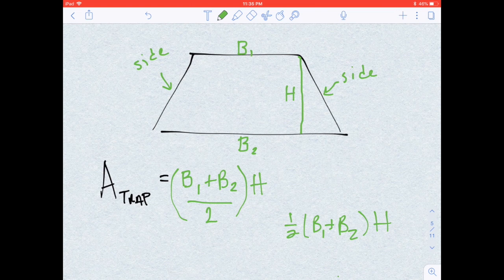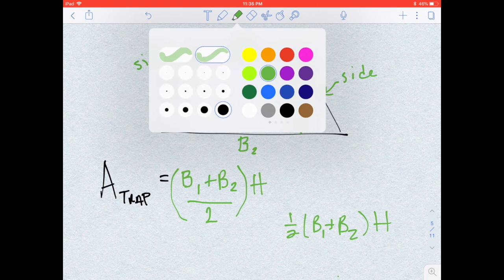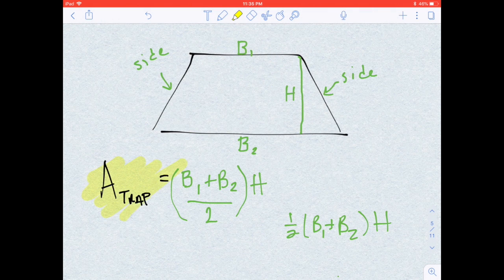I would pause right here and I would write down this wonderful equation so you remember it, because you're going to need it the rest of the lesson. So area of a trapezoid equals the average of base 1 plus base 2, divided by 2, times the height.